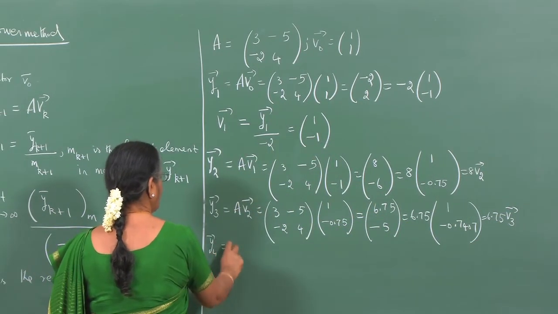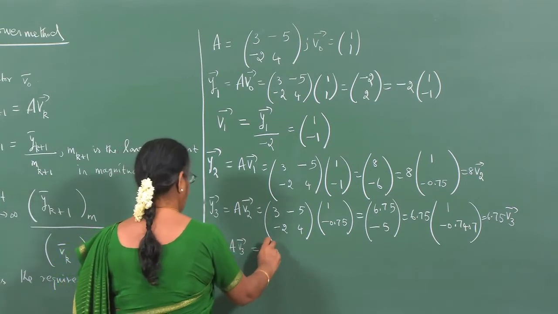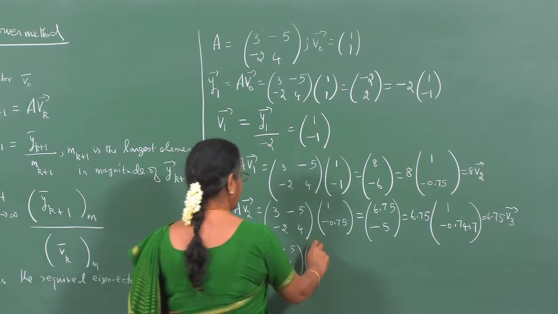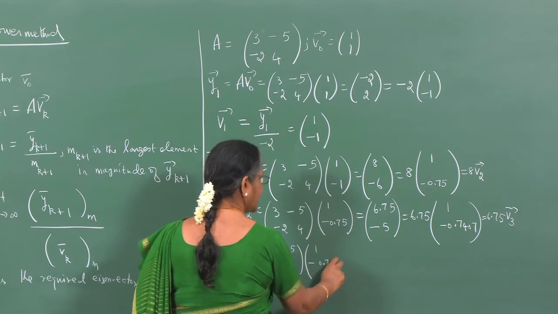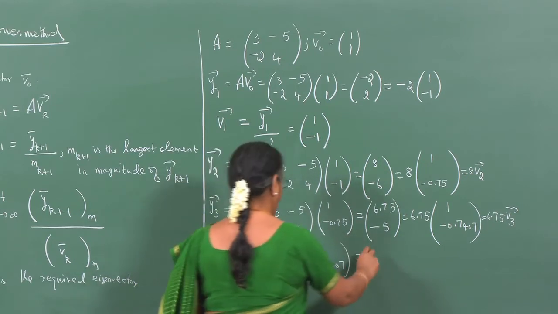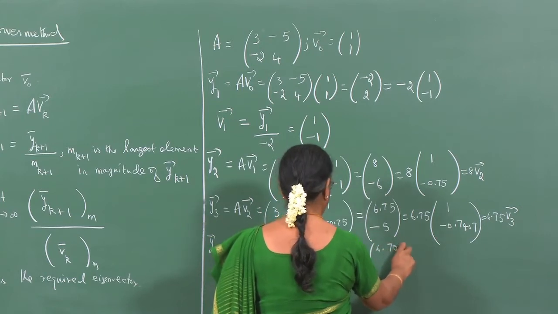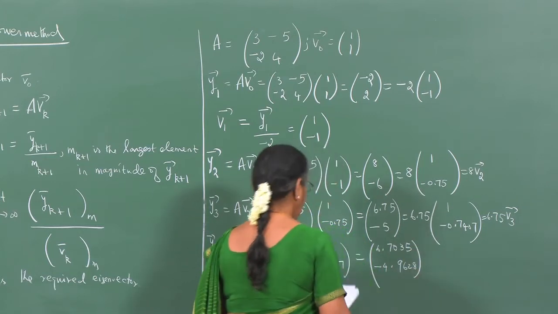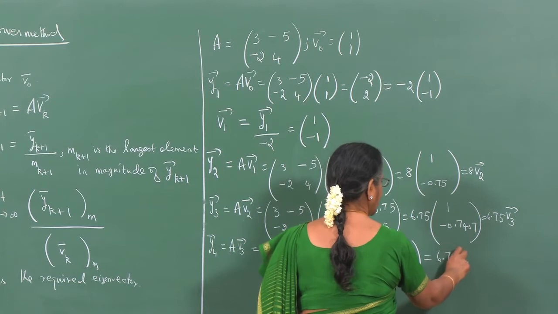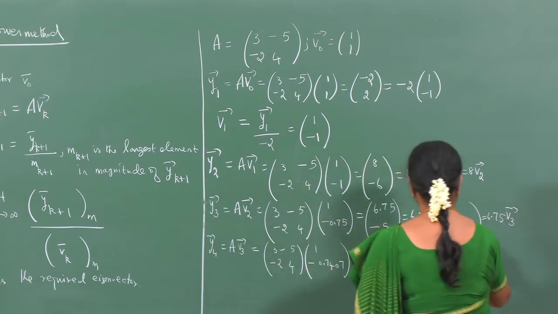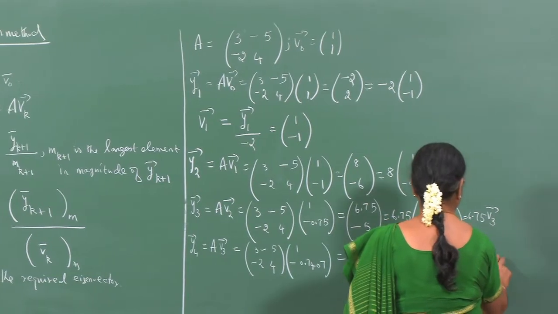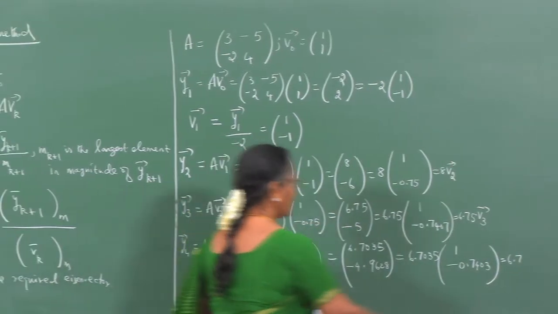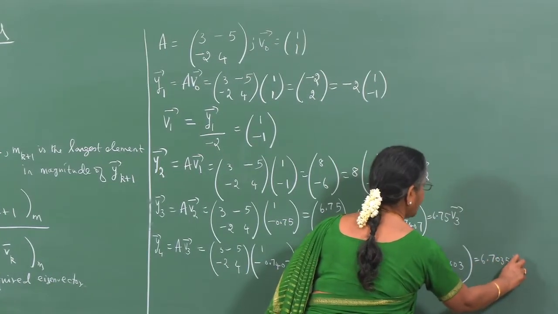We compute y 4, which is A V 3. So, 3 minus 5 minus 2, 4 into V 3, which is 1 minus 0.7407, and that turns out to be 6.7035 minus 4.9628. So, we remove 6.7035 and the vector is 1 minus 0.7403. So, we have y4 to be 6.7035 times vector v4.